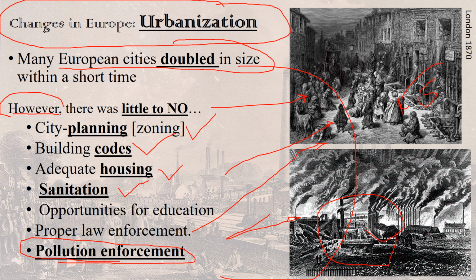So an easy way to talk about continuity and change is that people reacted to all this craziness and these bad conditions. Now we have city planning boards. Now we have building codes. Now we have generally adequate housing. Put a pin on that one. That one's controversial. Now we have sanitation. Now we have opportunities for education. Put a pin in that one. That one's controversial. We have proper law enforcement. Might be kind of controversial too. And pollution enforcement. Yeah, so we certainly have the concept of these on the books at least.